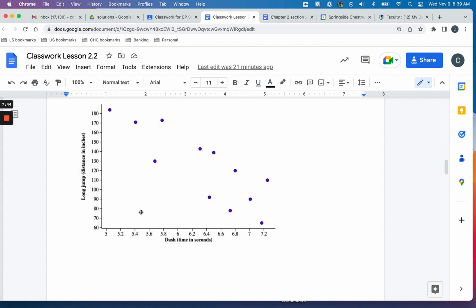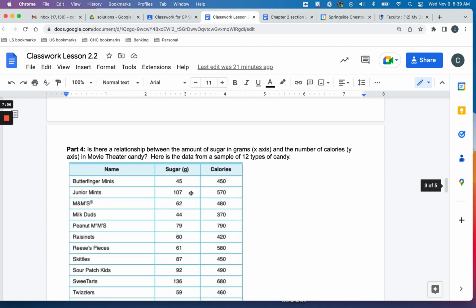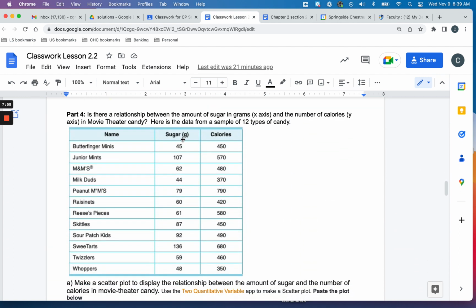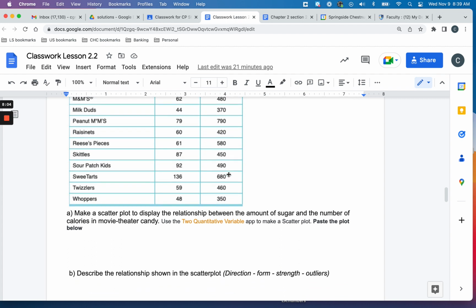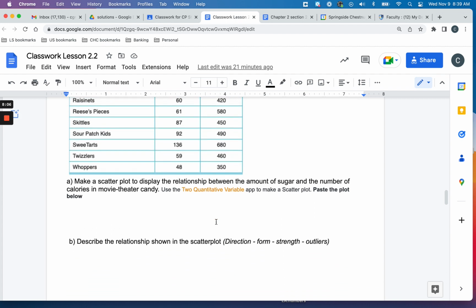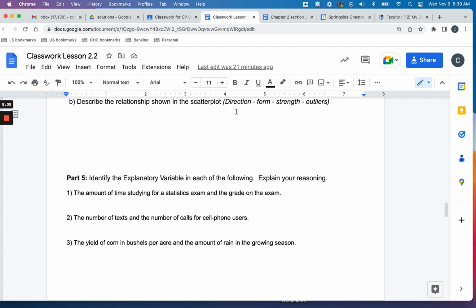Now this one, the only difference would be there's no outlier, so I must have put in an incorrect number, and that's why the point showed up down here. And then the rest of these are using the app with two variables. You'll have to figure out which is the response, which is the explanatory. There's the link for the app. It wants you to just get the scatter plot, put the information in.